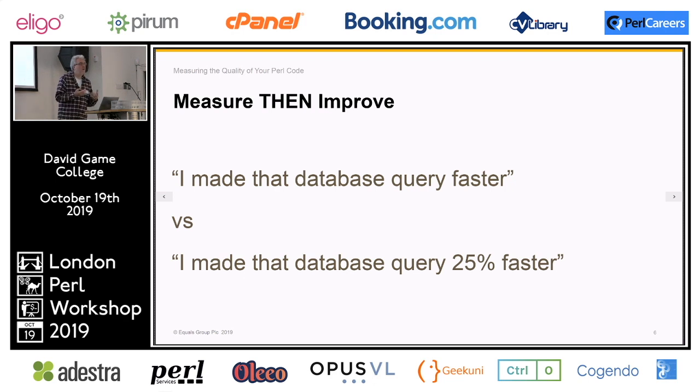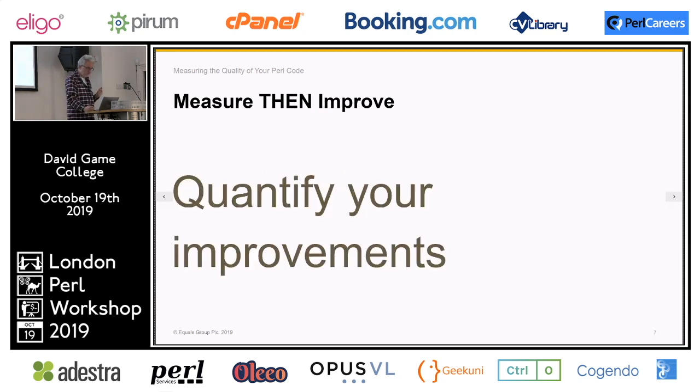For example, it's the difference between somebody coming up to you and saying, oh, I made that database query faster, against them saying, I made that database query 25% faster. In order to quantify the improvements, you need to know what you started out with. And that second statement is hopefully more believable, more impressive than the first one. So we're talking about being able to quantify improvements that you make to the code.